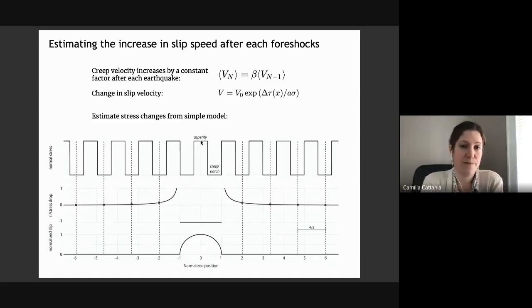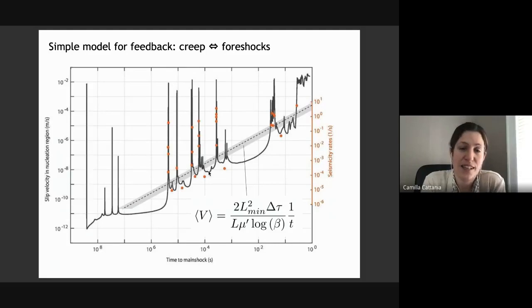When a foreshock happens, it breaks one asperity and the two nearby creeping patches, which have very low strength. And so now if we assume constant, uniform stress drop in this foreshock, then we can calculate exactly what the stress changes are in all the surrounding creeping patches. And then we can use this result and estimate the change in slip velocity on average in this region after each foreshock. So the details aren't that important, but we can estimate this factor beta, and then we can have a really rough estimate for what we expect the acceleration to look like. And that's what we're doing here.